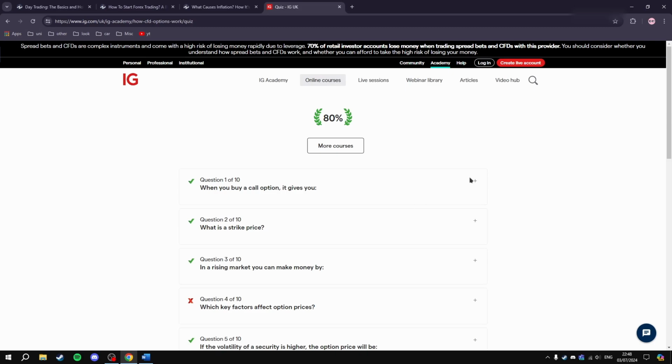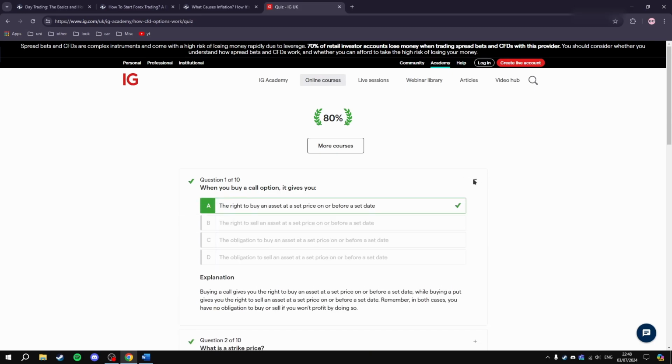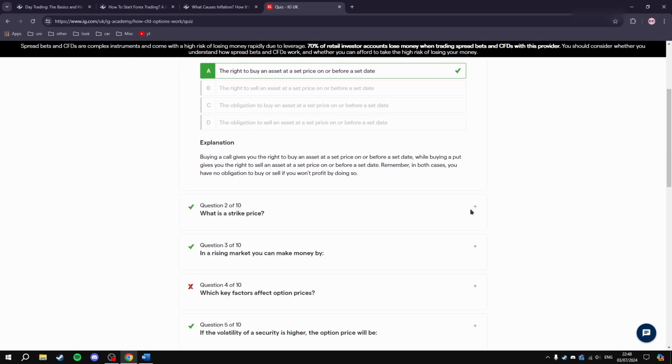Oof, 80. So, buying a call option gives you the right to buy an asset at a set price on or before a set date, whilst buying a put option gives you the right to sell an asset at a set price on or before a set date. Remember, in both cases, you have no obligation to buy or sell if you won't profit by doing so.